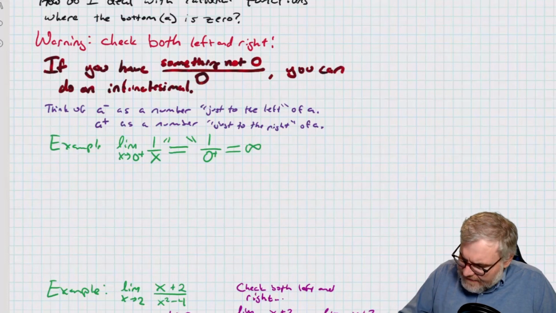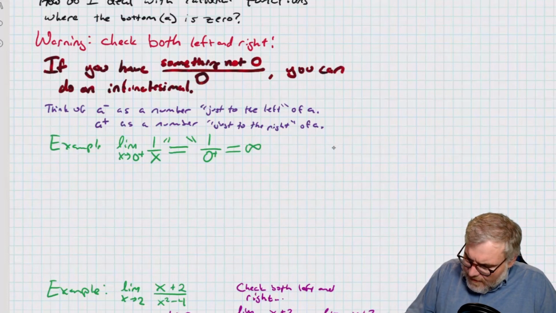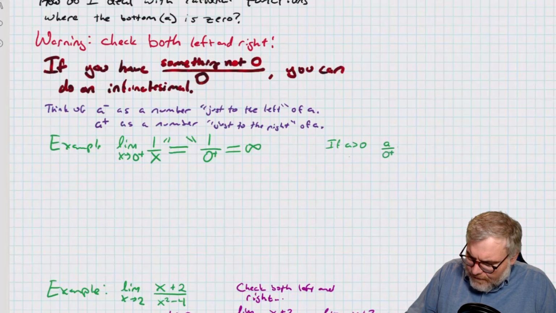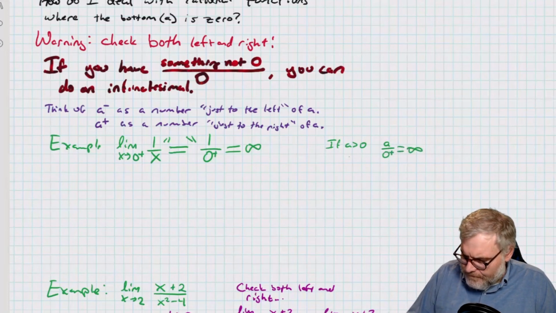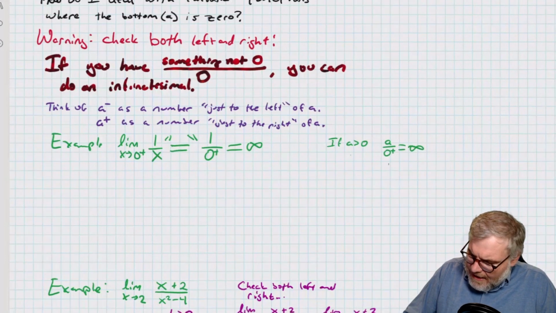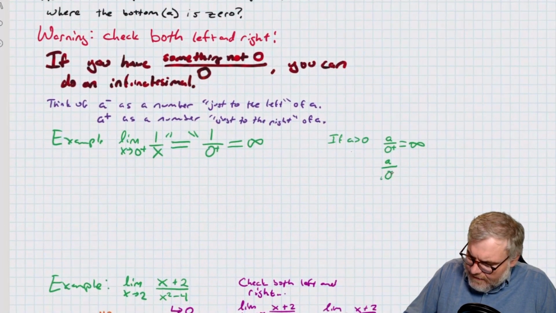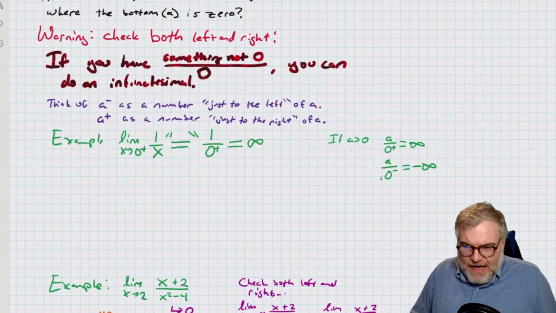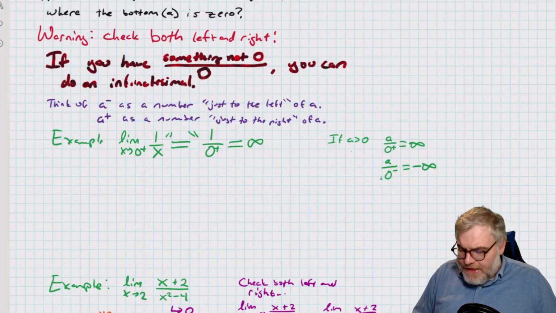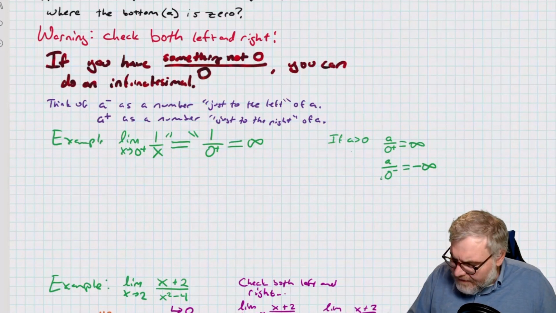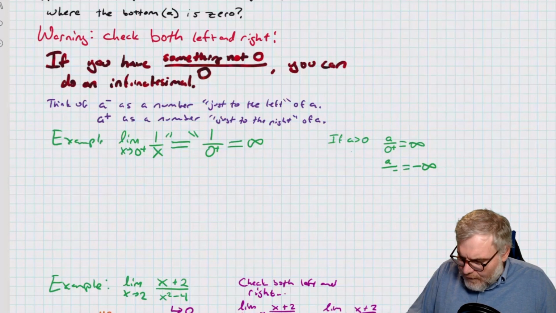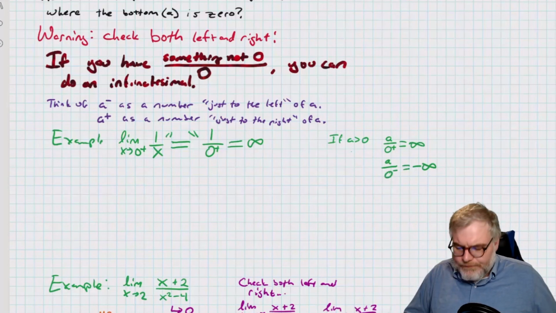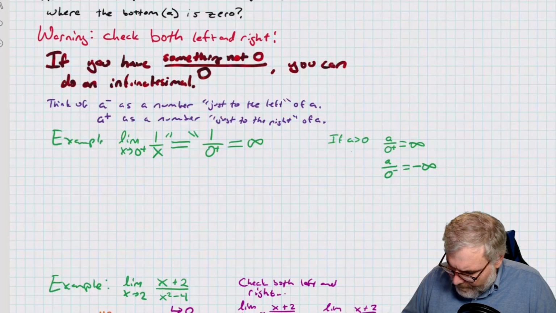And 1 over 0 plus equals positive infinity. In fact, if A is greater than 0, A over 0 plus equals infinity. And A over 0 minus equals negative infinity. And if we think about the graph of 1 over x, or 2 over x, or 3 over x, or 4 over x, you get that right away. So that's kind of where the intuition is going. And again, I'm going to say equals.